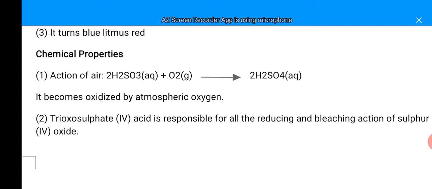Number 2, trioxosulfate 4 acid is responsible for all the reducing and bleaching action of sulfur 4 oxide. When we say sulfur 4 oxide bleaches, it actually bleaches by reduction, right? But the main action of this sulfur oxide bleaching is due to the fact that it has formed an acid that we call trioxosulfate 4 acid.